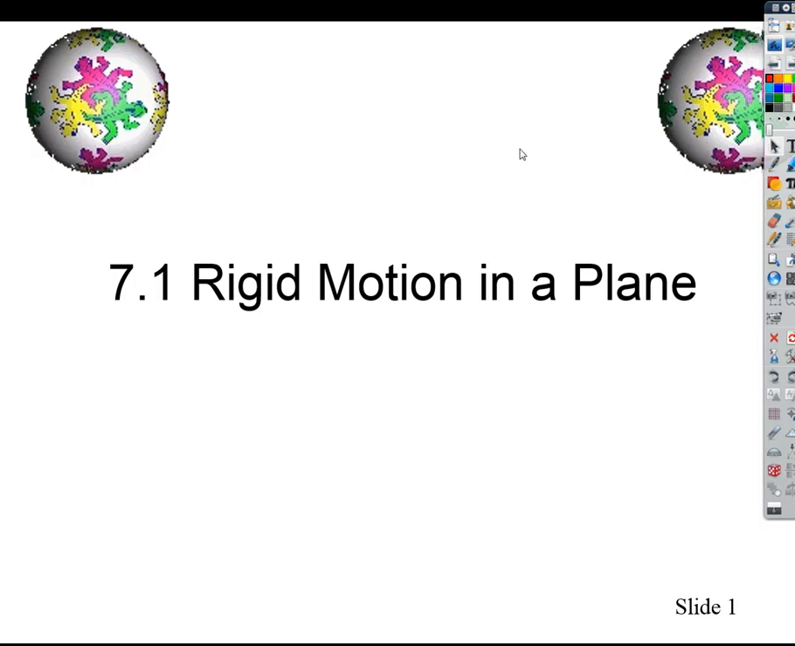Okay, so rigid motion in a plane. This is really important stuff. This has to do with how we can take two-dimensional objects and move them around any place in their plane, the plane in which they sit. This is a big deal because it starts to introduce you to types of symmetry, exploiting types of symmetry.